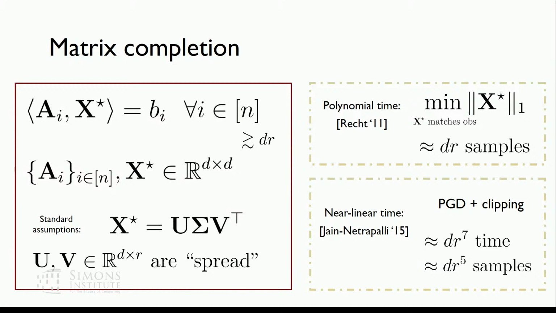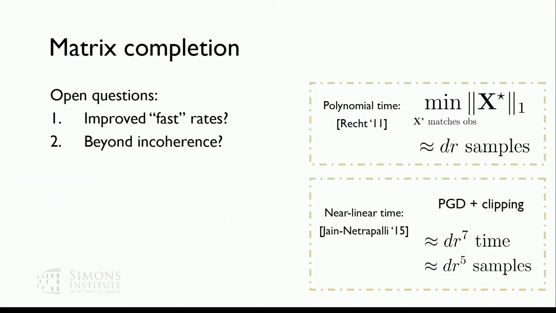Okay, so you might look at these. This is also under incoherence, and you might look at these results, and immediately two things might pop out. These rates, while good, are still not quite as good as we can do in polytime. And also, this assumption of incoherence, why is this the right assumption? Can we say anything when it doesn't satisfy incoherence?